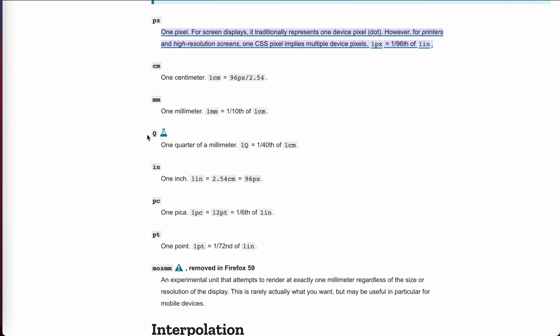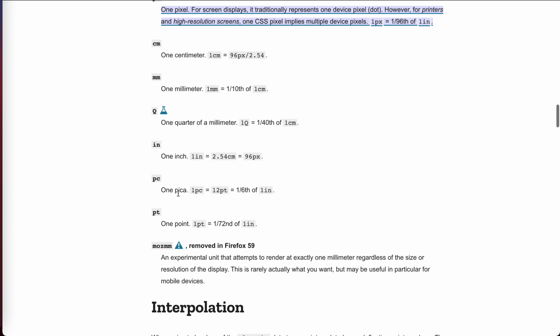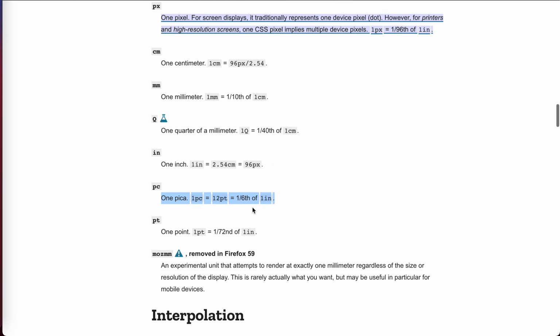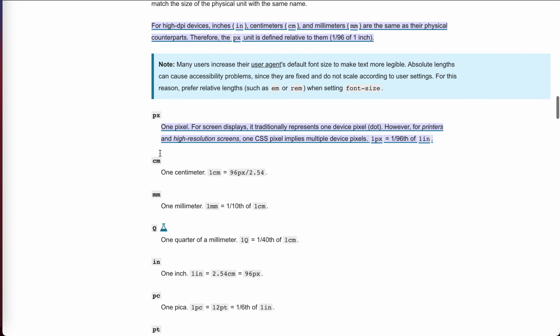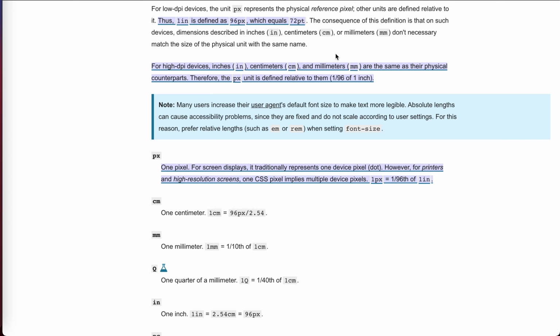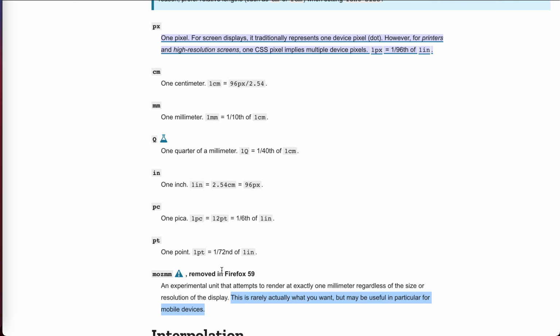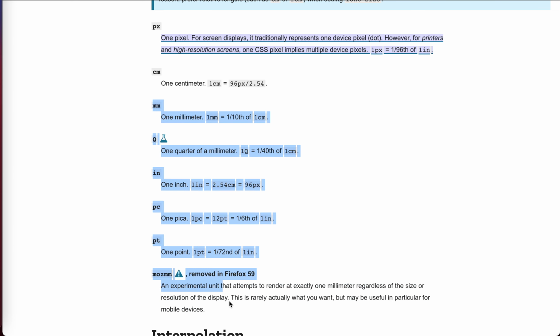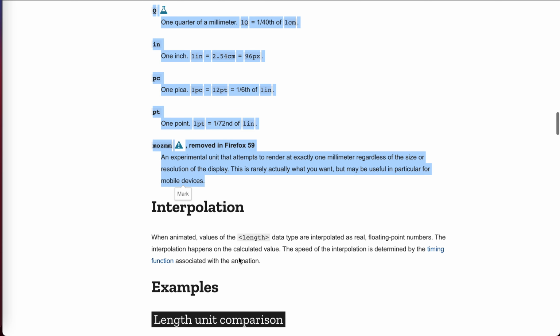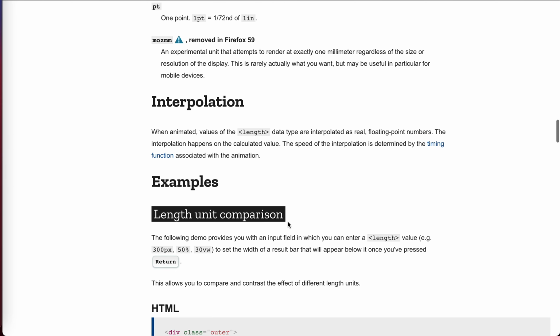cm, yeah, millimeter, mm, and Q, 1/4 of a millimeter. Interesting. Inch, pica is 12 points, and 1/6 of an inch. The inch actually should be used in high DPI devices, like the printer, I think. Usually, I actually have never used this before. But remember, there are some units here. If you have cases related, just recall this and do a little research.